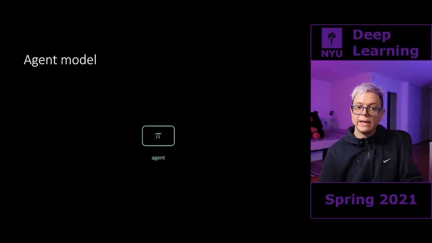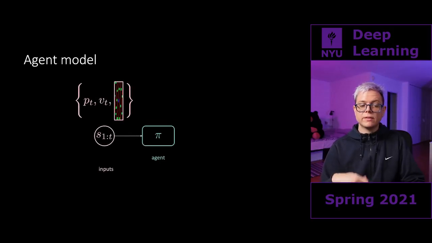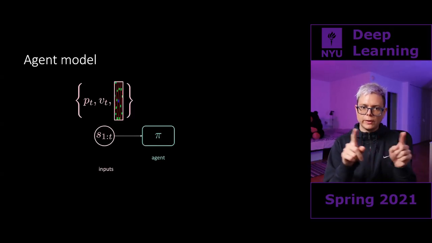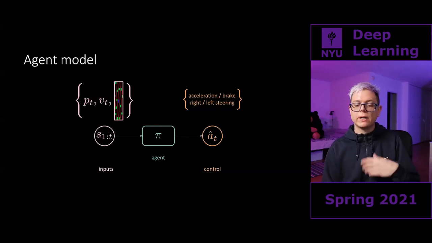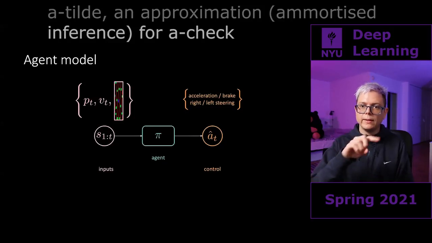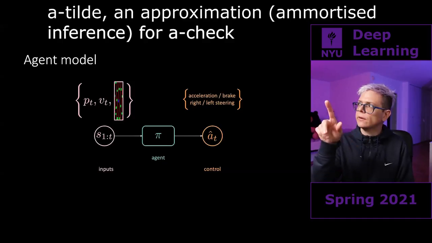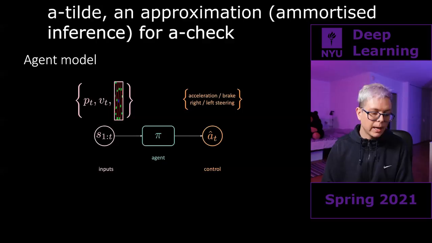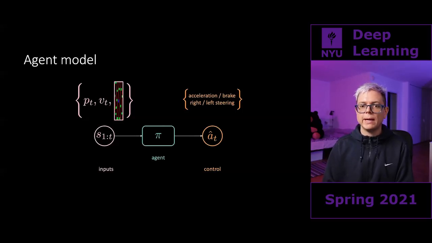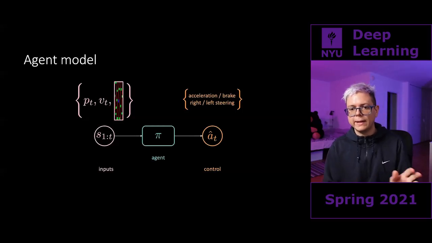So how does it work? We have an agent, sometimes called PI. PI stands for policy. This is a controller. It's fed with a state, which is position, velocity, and the context image for the last T temporal steps. And then we're going to try to produce this action, A check, because it's the action that is minimizing the energy. And so this is going to be my acceleration, brake, or steering right and left, okay?